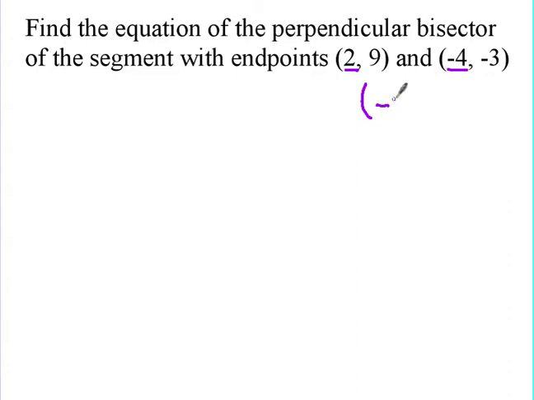-1, right? Now if you're kind of wondering what you could do, you could actually put a number line, and you could just say like 2, -4, 1, -3, 0, -2, and then you get to -1. What about the y-coordinate? What's halfway in between 9 and -3? 3. So this is the point it goes through, right?